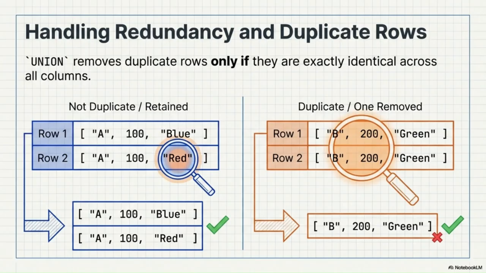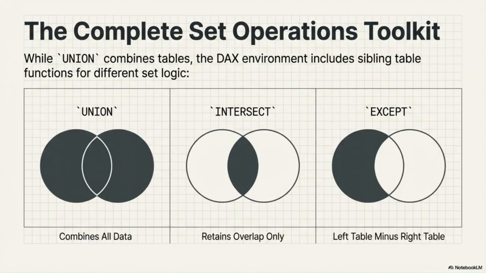By default, union removes duplicate rows. If two rows are identical across all columns, only one will appear in the result. This behavior helps prevent duplication, but must be considered when working with transactional data. If duplicates are required, additional logic must be applied before or after the union operation.